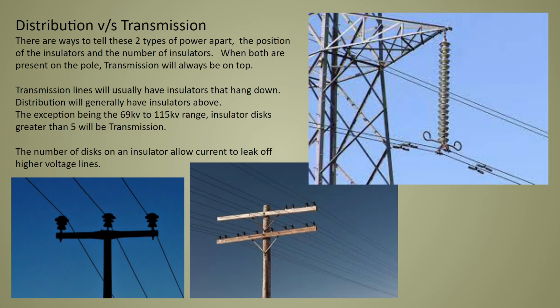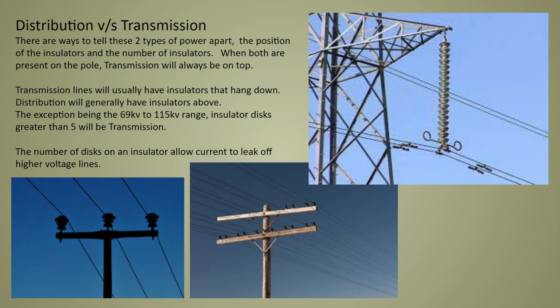So the number one way to know whether something is transmission or distribution, generally speaking, is the cable hanging below the insulators or above the insulators? Pretty much always, if the cable is below the insulators, that's going to be a transmission line. If it's above, it's a distribution. And then there's that weird area between 69 and 115K where it could be either way, right?